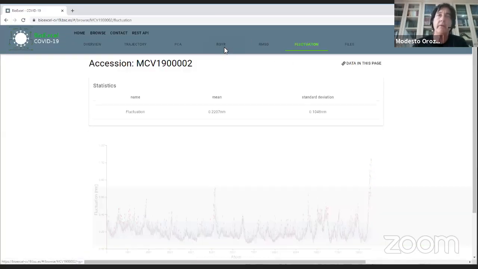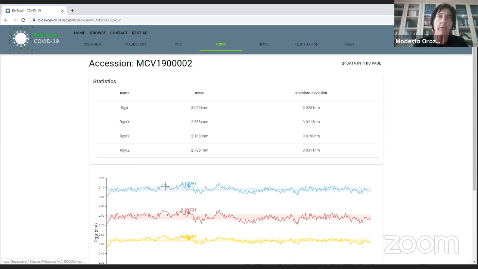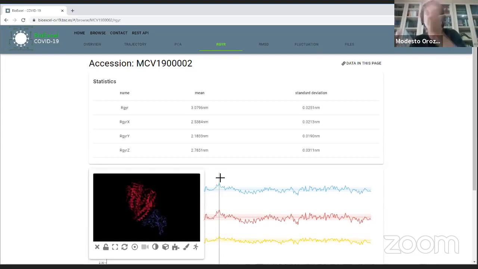You can take the data to be interoperable. For example, this is the radius of gyration, but let's say that you are interested in cavities and you want to do docking. Then you can scan through all the trajectories and find this specific point where the protein is more open and hopefully it's going to be a better target for a ligand. Then you can immediately take it and use this for a docking.